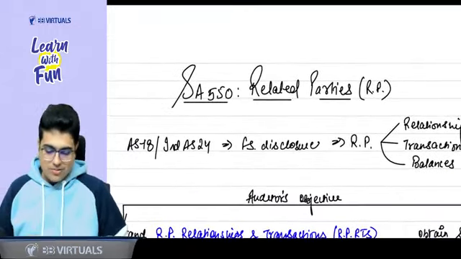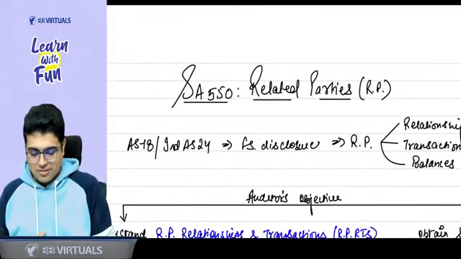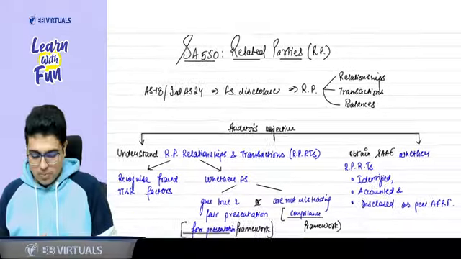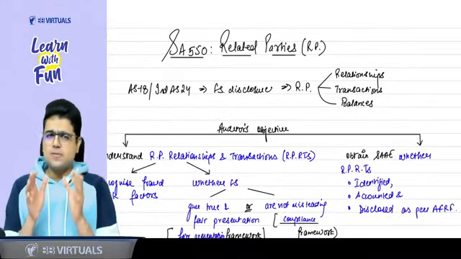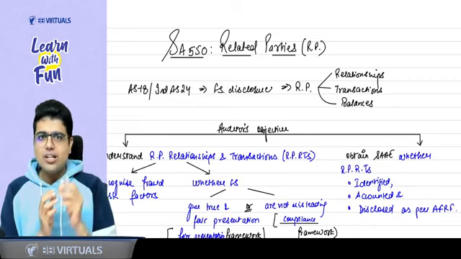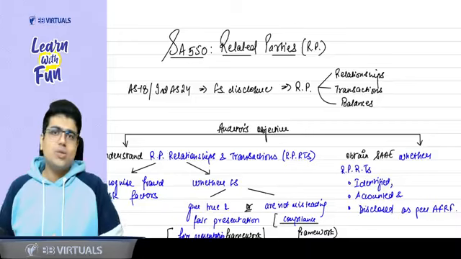So talking about SA 550 Related Parties, as the name suggests, 5 and 5 are related, so you call it related parties. Now the question comes, sir, why do we need to study this SA? As an auditor, what do we need to know about the related parties?